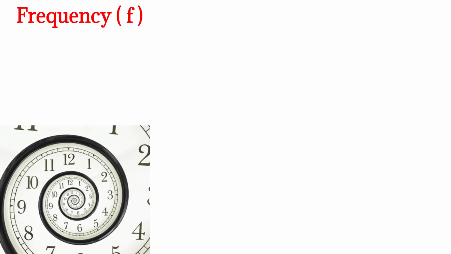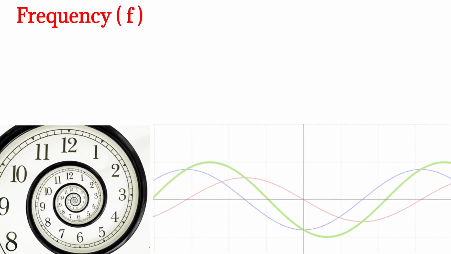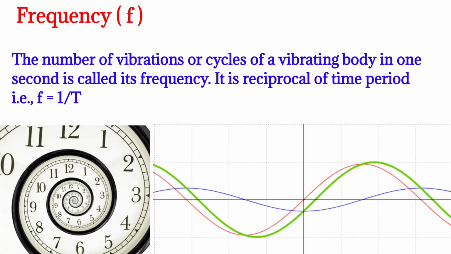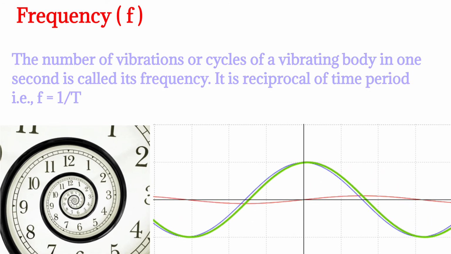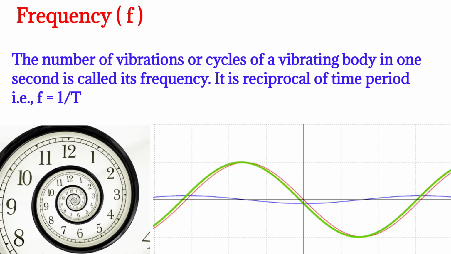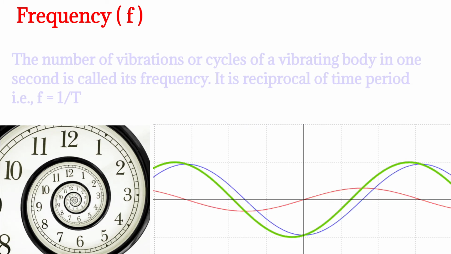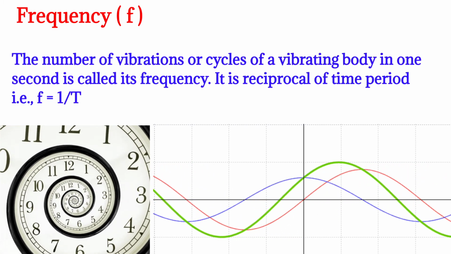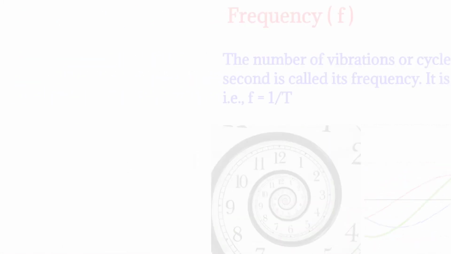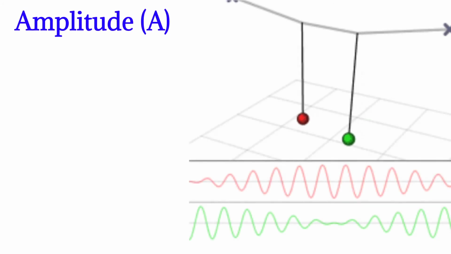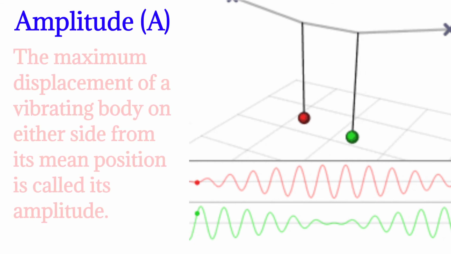The number of vibrations or cycles of a vibrating body in 1 second is called its frequency. It is reciprocal of time period, i.e., f equals 1/T. The maximum displacement of a vibrating body on either side from its mean position is called its amplitude.